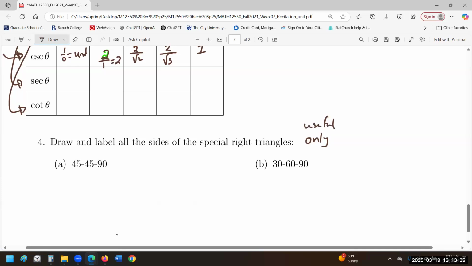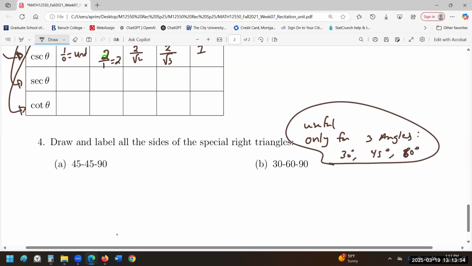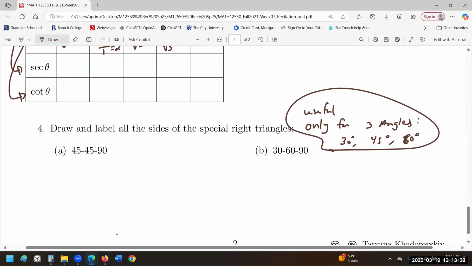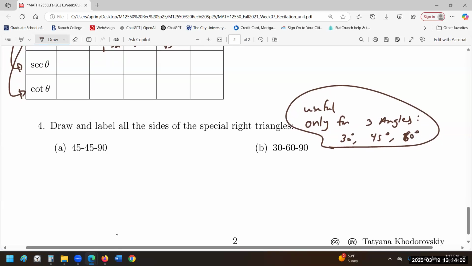It's useful only for 3 angles. Only for 3 angles. What are these 3 angles? 30 degree, 45 degree, and 60 degree. That's it. You cannot use these triangles for any other angles besides these 3. So this is the downside of these special triangles. But still they're helpful because we actually use these 3 a lot.